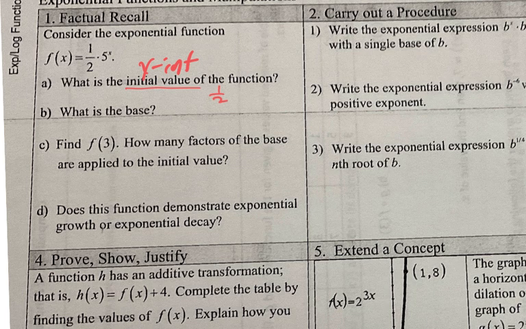It's not 1/2, it's 5, because that's b. The b value is the base of your exponent. Remember, these are in the form of a times b to the x. A is the initial value, b is the base.